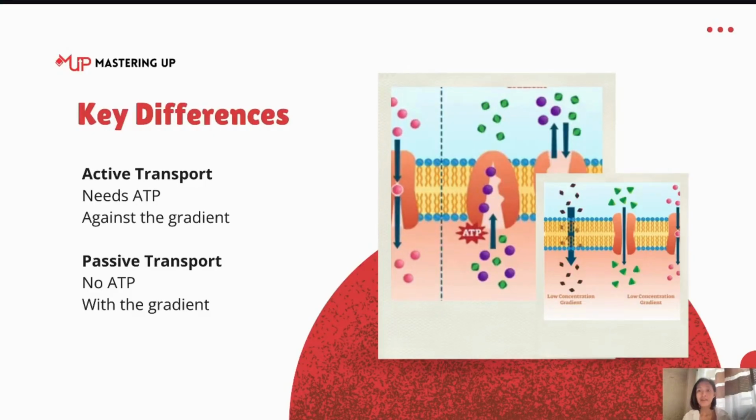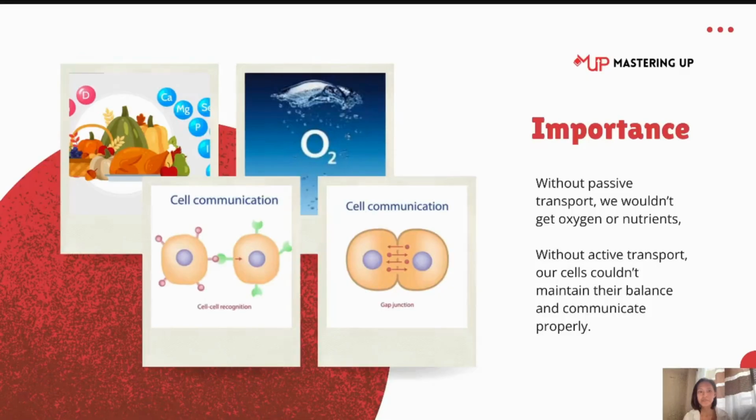Let's recap the key differences between passive and active transport. Active transport needs energy and it moves against the concentration gradient. On the other hand, passive transport does not require energy, or does not require ATP, and it moves with the concentration gradient.